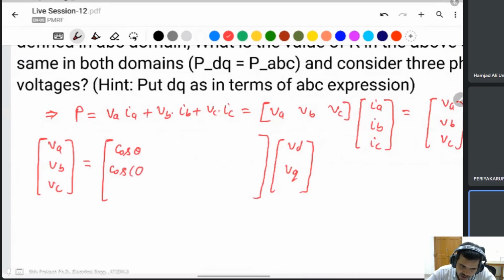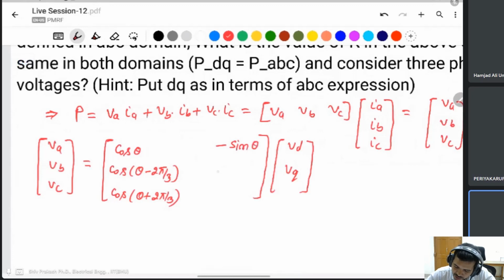Cos theta minus 2 pi by 3. This will be cos theta plus 2 pi by 3. Quadrature axis is the same thing, plus 90 degree. If this is cos theta for VD, then VQ is cos theta plus 90 degree. This will be minus sin theta.